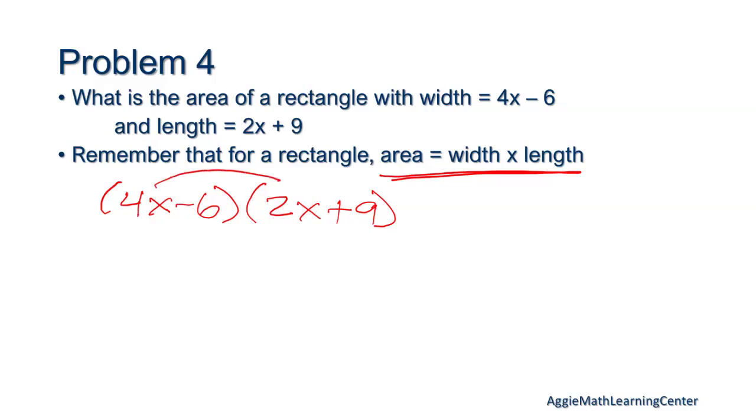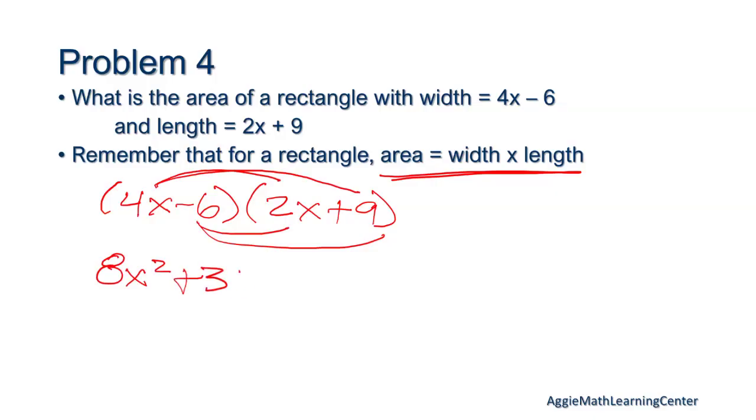Perfect. So first terms, then outside terms, we have our inside terms, and then we have our last terms. It helps give us a sanity check to see if we're multiplying everything we need to. So first ones, what is 4x times 2x? 8x squared. Perfect. And then we have our outside terms, 4x times 9. 36x. Perfect. And then our inside terms, -6 and 2x. That's -12x. Perfect. And then -6 times 9?